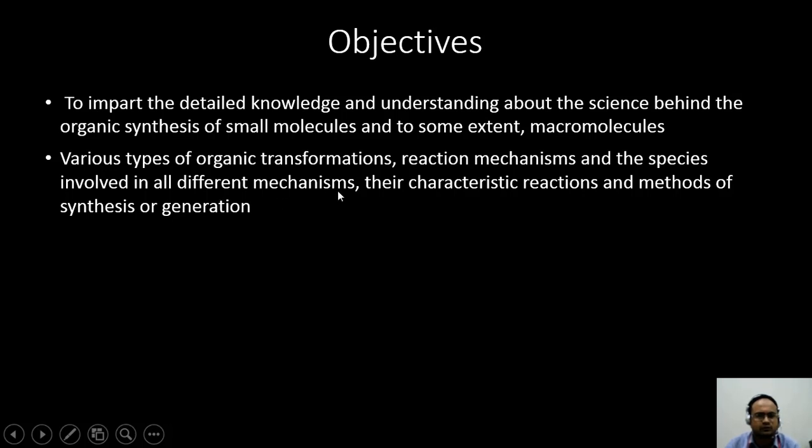In the last semester, you have seen radicals, cations, and anions. These are no doubt going to play important roles, and it is therefore important to understand their behavior and characteristics. Also, we will try to understand some of the common features in these characteristic reactions and how these can be applied towards methods of synthesis and generation of some organic compounds.